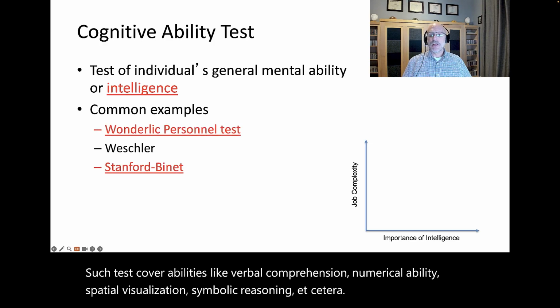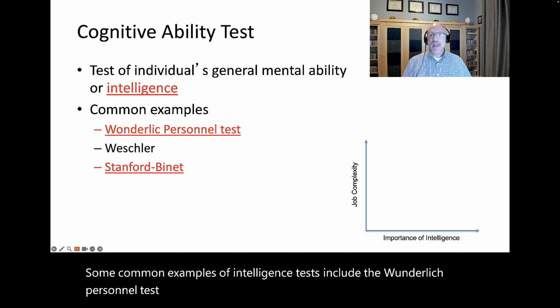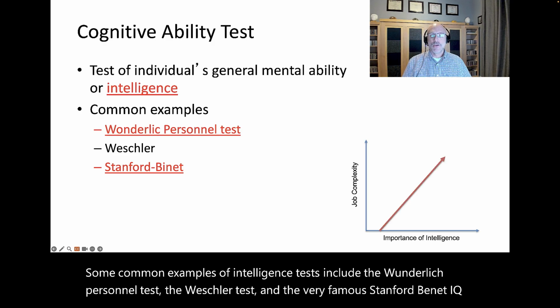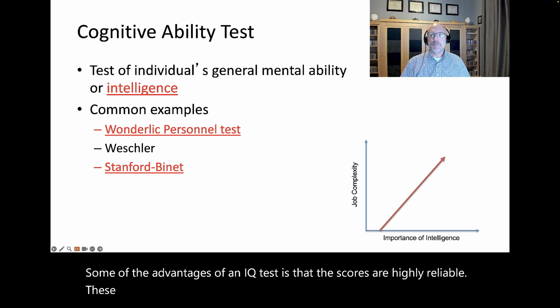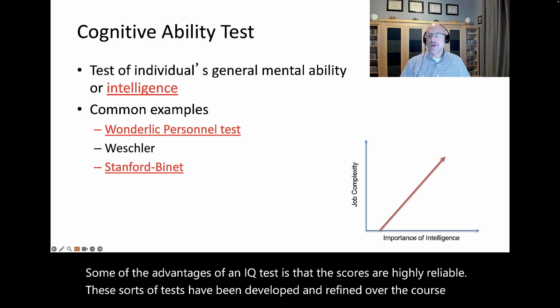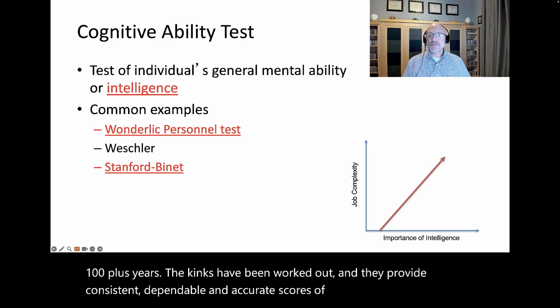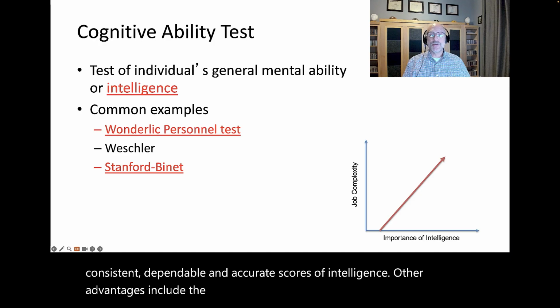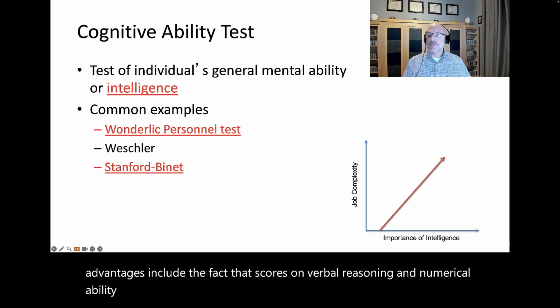Some common examples of intelligence tests include the Wonderlic Personnel Test, the Wechsler Test, and the very famous Stanford-Binet IQ test. Some of the advantages of an IQ test are that the scores are highly reliable. These tests have been developed and refined over the course of 100-plus years. The kinks have been worked out, and they provide consistent, dependable, and accurate scores of intelligence. Other advantages include the fact that scores on verbal reasoning and numerical ability subtests are highly valid for some jobs.